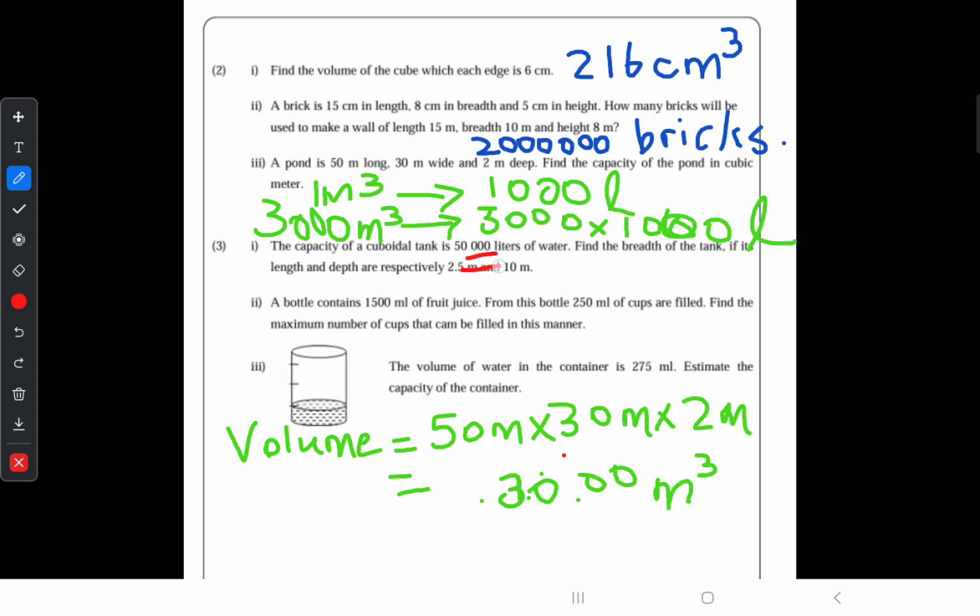Now we will write the answer. There are 6 zeros. According to the standard notation, you have to leave a space between these numbers. So 3 ones are 3. The capacity of that pond is 3 million liters of water. You have to find the volume in meter cube, then convert to liters to find the capacity respectively.